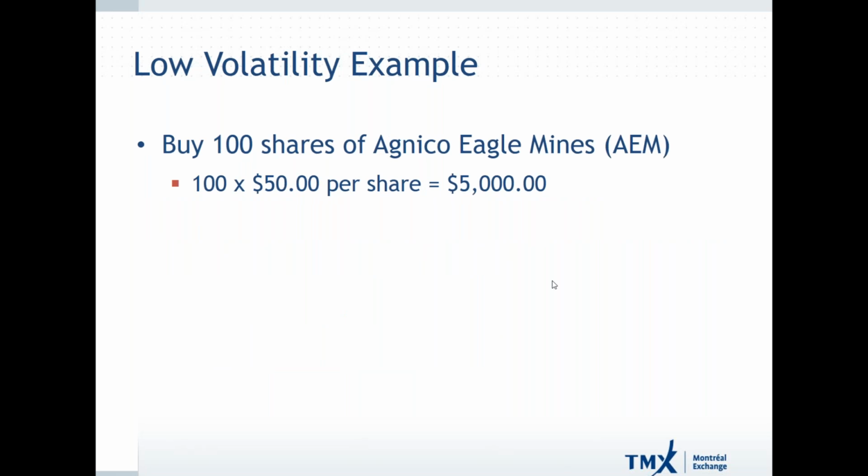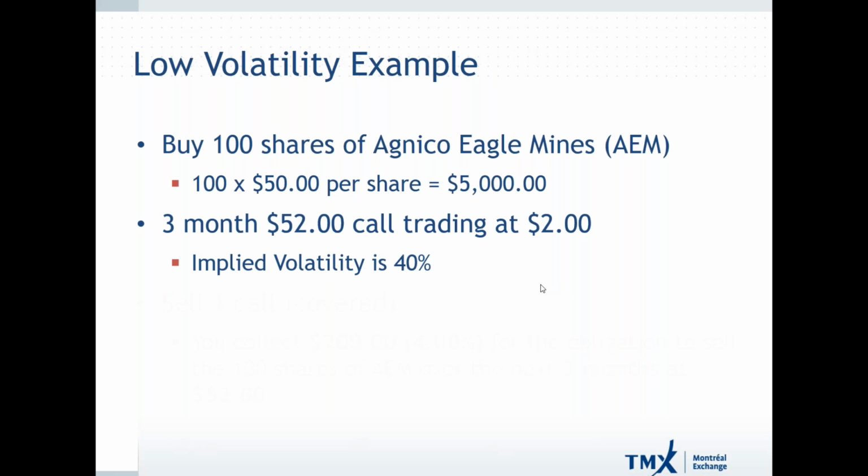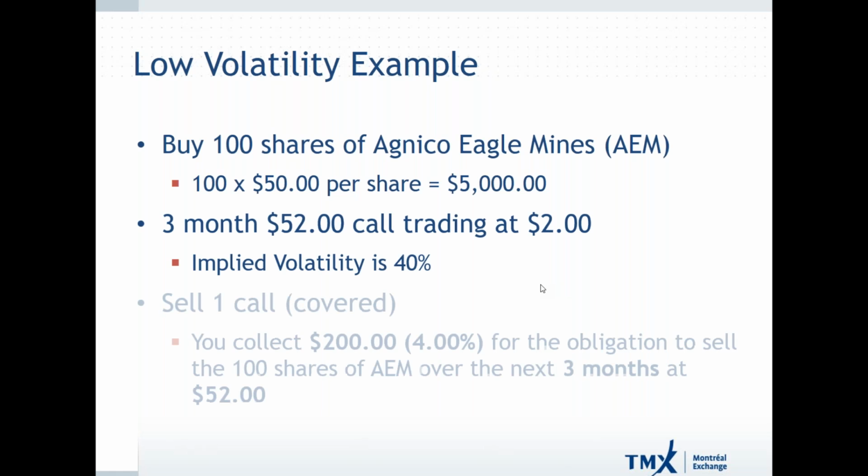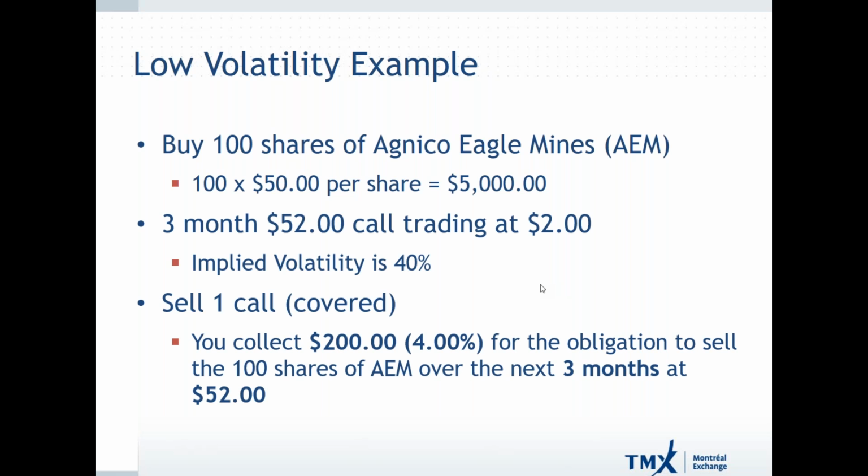So just to circle back to AEM, and I just averaged up to $50 per share. We're going to buy 100 shares and put out $5 grand. Now the 3-month 52 strike call option is trading at $2. It has an implied volatility of 40%. So basically, under these conditions, if we sold one covered call for every 100 shares, we're going to collect $2, or almost about 4%, to take on the obligation to sell 100 shares of AEM over the next 3 months at $52.